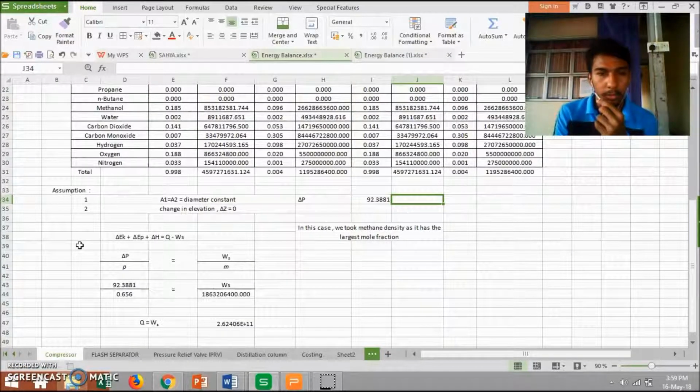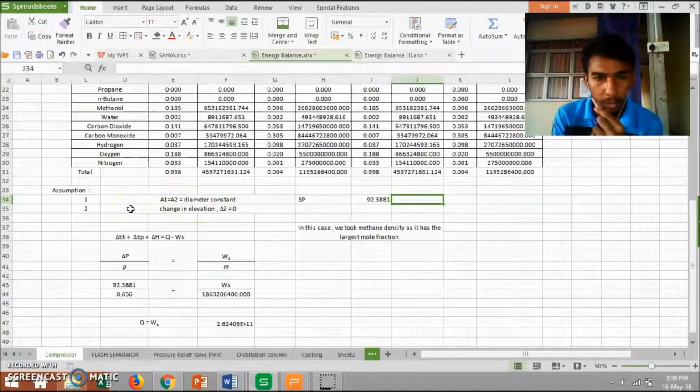Before moving on to the flash separator, I'm going to explain the compressor before the flash separator unit. The function of the compressor, as I've stated before, is to increase the pressure, and the difference in pressure is actually 92 bars. So we are using this formula to calculate the energy balance. As we can see, the diameter is constant, and the change in elevation is 0. So we can neglect the change in kinetic energy and also potential energy.